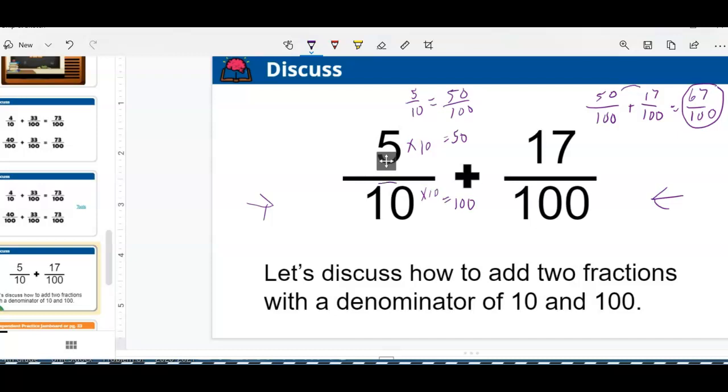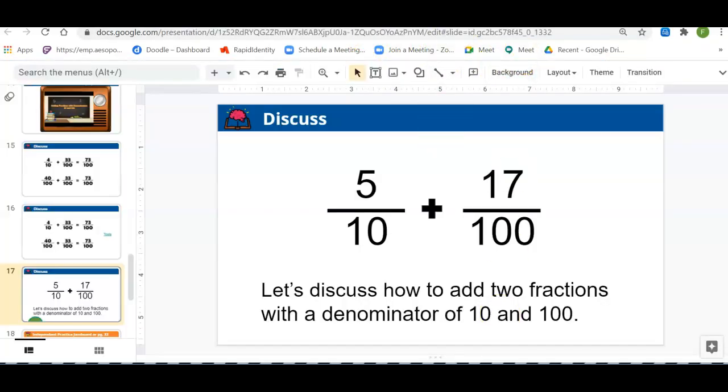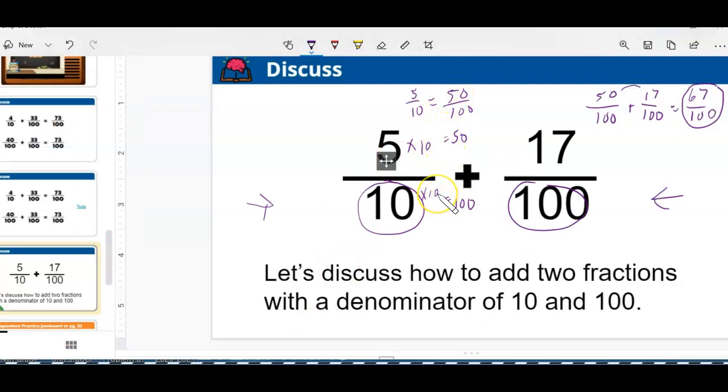So remember, we could not add it initially because they had different denominators. We needed to change the tenths to hundredths, and we did by multiplying times 10. And remember, on our previous practice, we also changed from 4 tenths to 40 hundredths. So we did it with the models. This time we did it by multiplying by 10. So those are two ways that you can change it.